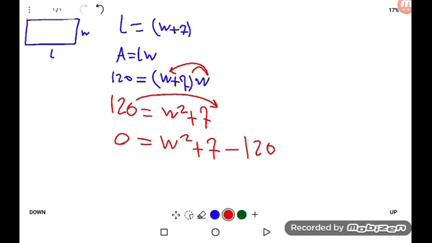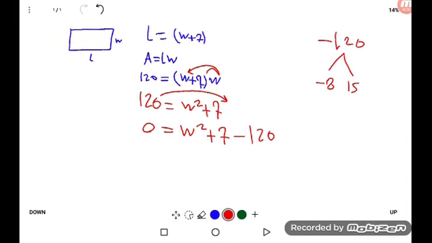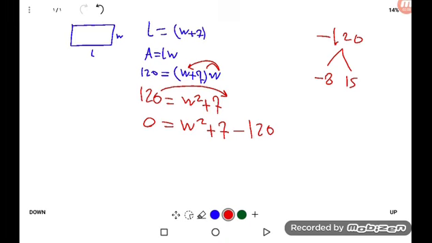Now we have minus 120. We need two numbers. If we multiply them we get minus 120, and if we add them we get positive 7. So we have 15 and minus 8. So 0 is equal W minus 8 and W plus 15.